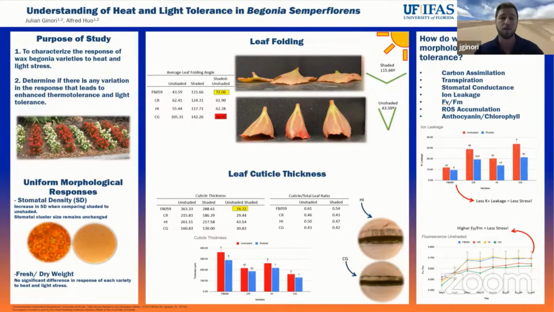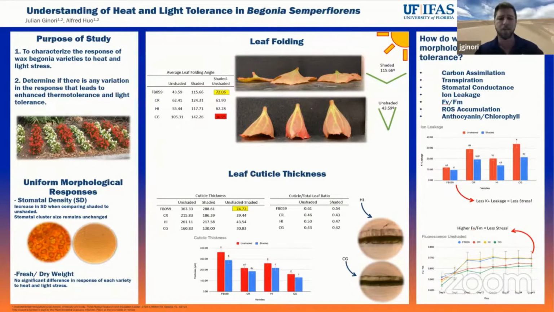Another key morphological trait that could perhaps increase the resistance to light and heat is the cuticle thickness. The story is the same as leaf angle, with FB059 not only having a thicker cuticle, but also increasing its cuticle thickness significantly more than any of the other varieties tested. So this is visible in the table highlighted in yellow and in the chart at the bottom.